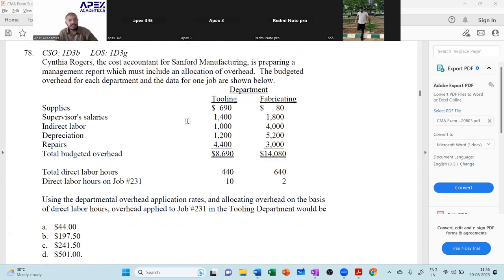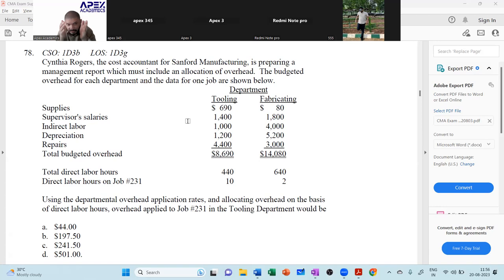Let's take a look. Cynthia Rogers is the cost accountant for Sanford Manufacturing. She's preparing a management report which must include the allocation of overheads. Now, allocation of overheads can be done in at least 3 ways that I know of, that you know of: direct labor hours, machine hours, activity-based cost. The budgeted overhead for each department and the data for one job are shown below. This is the data for one job, right? And the budgeted overheads are given to you.